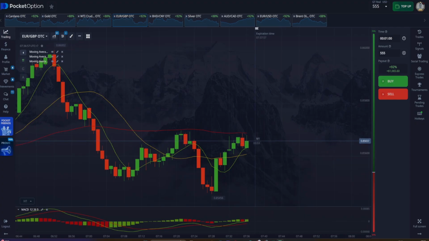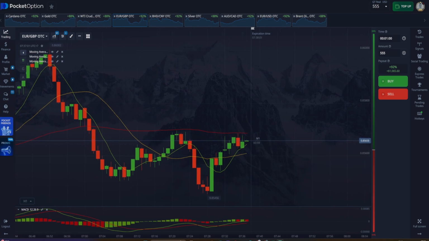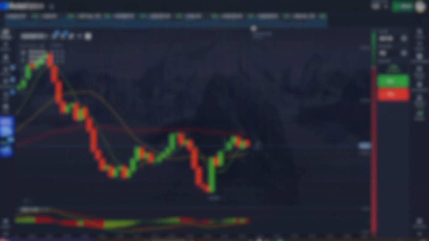I'll show you exactly how I read the indicators, set up my entry points, and adjust the lot size so the growth can be maximized while keeping the risk under control. So make sure to watch closely, because with just $555, I'll break down how compounding can take us to much larger targets. Let's start the trading session now.